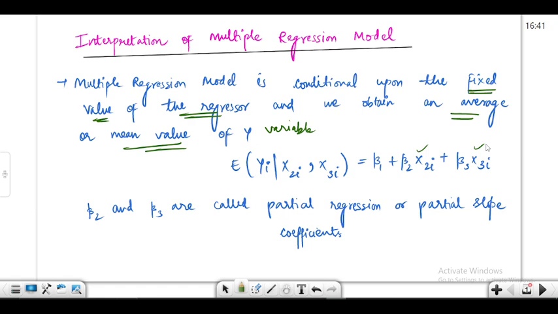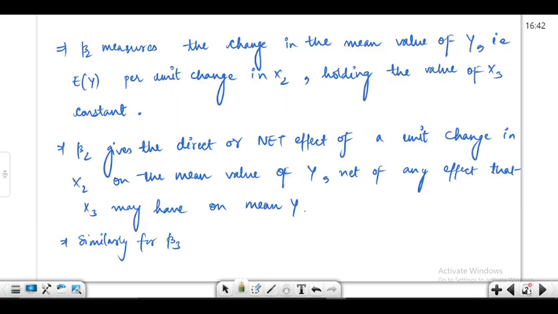The difference also lies here in that your beta 2, the slope coefficient with respect to your x2 variable, and beta 3, your slope coefficient with respect to your x3 variable, are called partial regression or partial slope coefficients, because they are associated with a particular variable. That is why they are called partial regression or partial slope coefficients.